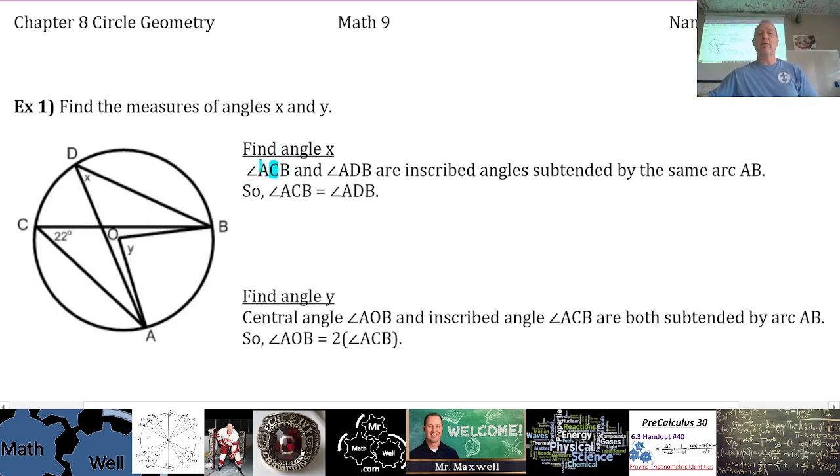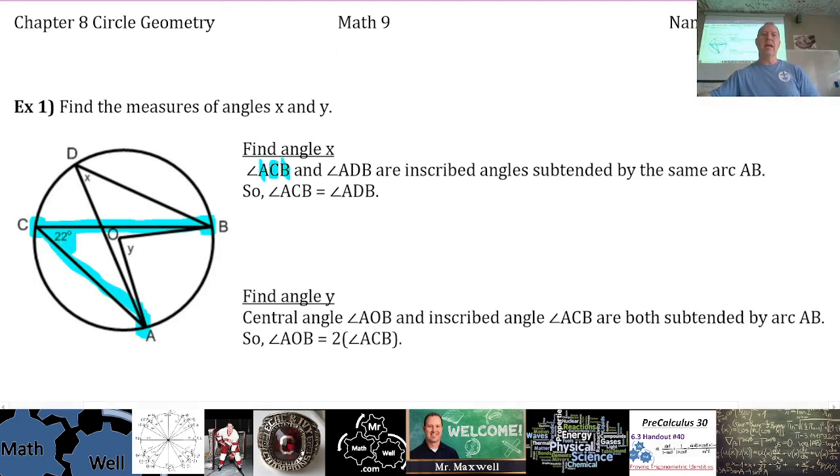This is the point. The first letter is the point on one of the arms. The last letter is the point on the other arm. So you just basically follow A, C, B, okay? Now that means that's angle 22 there. See that? You need to understand that, all right?